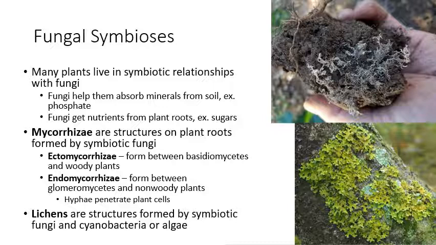For the endomycorrhizae, the endo means inside of, so the hyphae of that fungus are actually penetrating into the plant cells to deliver nutrients into the plant and to take up sugars from the plant better. For the ectomycorrhizae, ecto means on top of, so in that case the fungus is just on top of the root and it's not actually going inside of it.